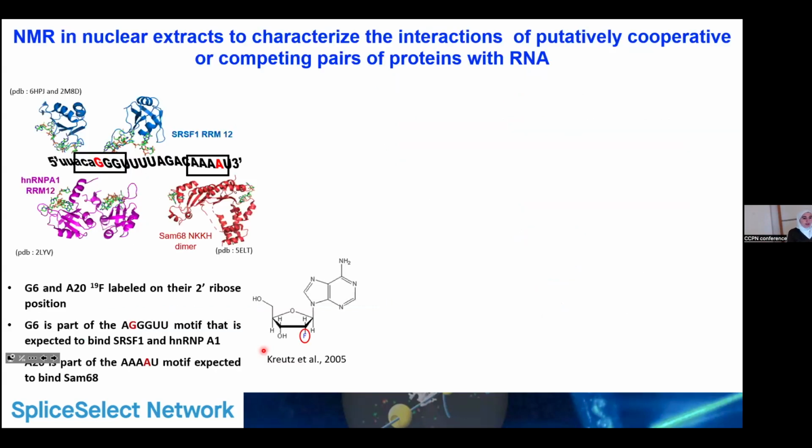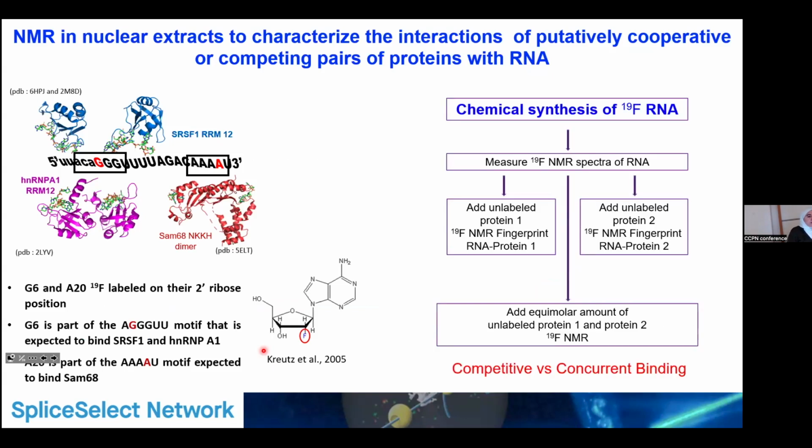So this is our strategy. What we do is we take this portion of RNA that we bind directly with water, fluorinated in two positions, and we analyze its interaction with the binding domain of three proteins, SRSF1, A1, and Sam68, that we overexpress in our lab and purify. There are two things important to know.